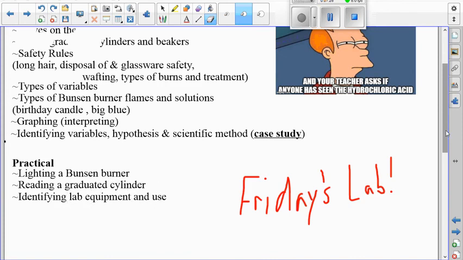And you need to be able to identify lab equipment in use. So maybe in your lab practical, there will be another piece of lab equipment that you have to identify. Okie dokie. So just make sure you know all your lab equipment.